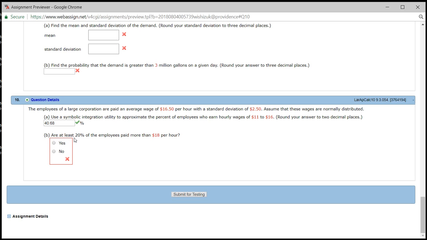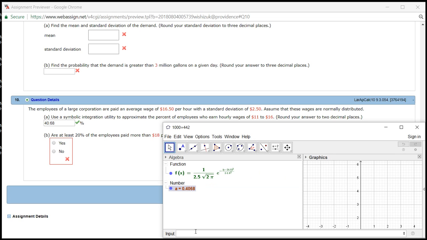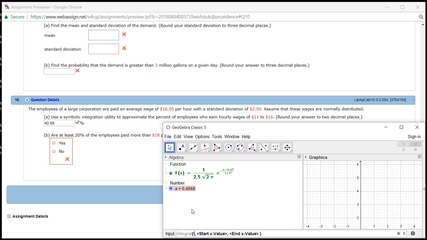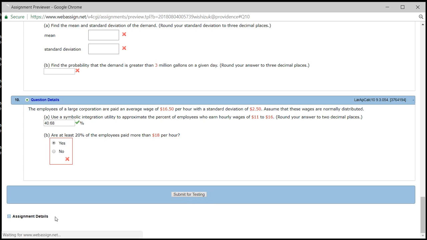Part B: are at least 20% of the employees paid more than $18 per hour? So let's try to figure out the percentage. It's the same distribution function, f, but we're going beyond 18, so from 18 to, say, infinity. Here, then hit enter. You can see that the percentage is actually 27%, which is beyond 20%, so the answer is yes. Let's check the answer.